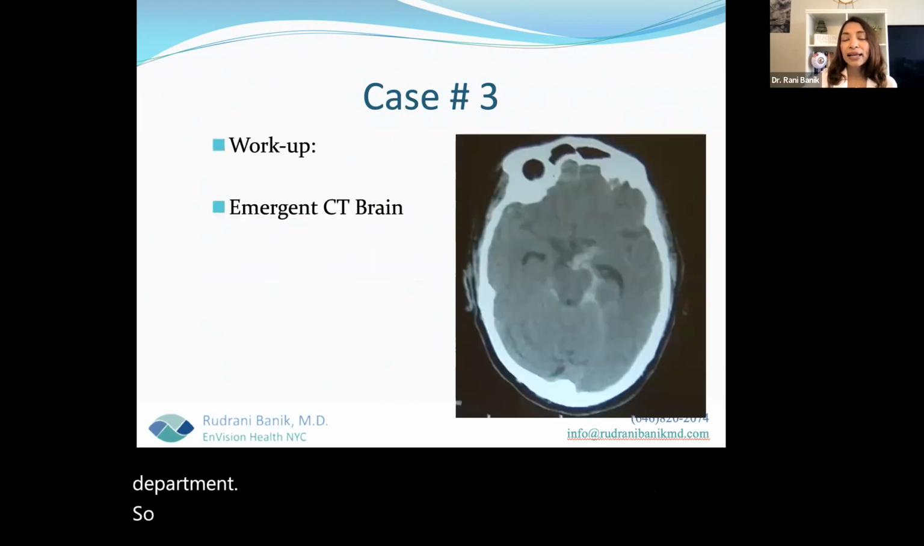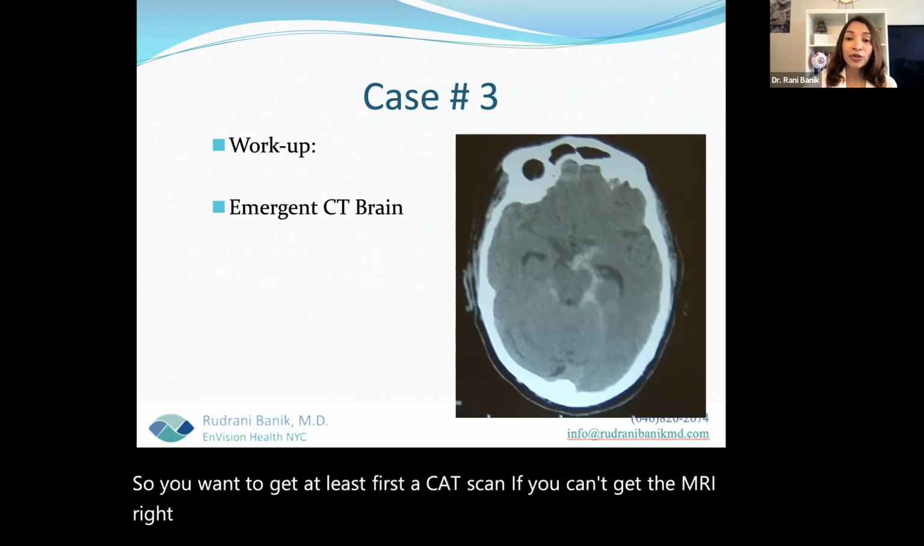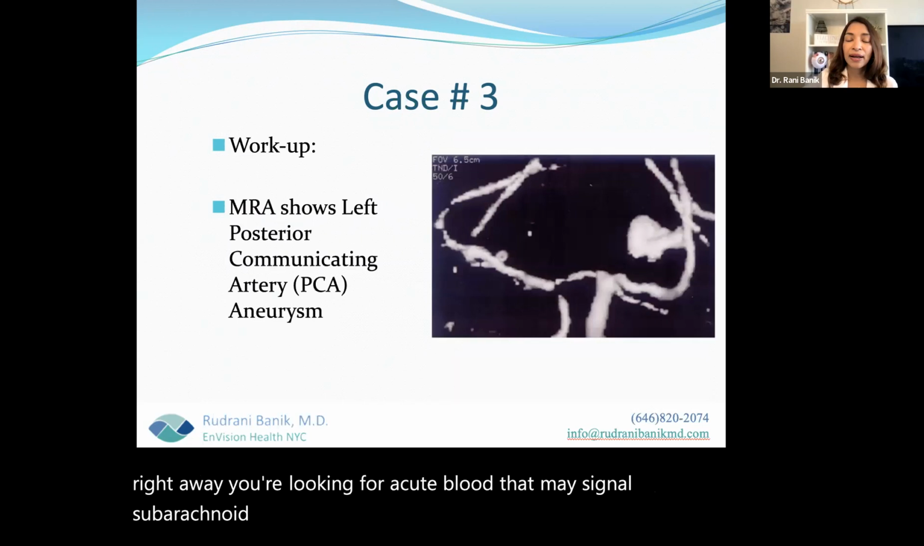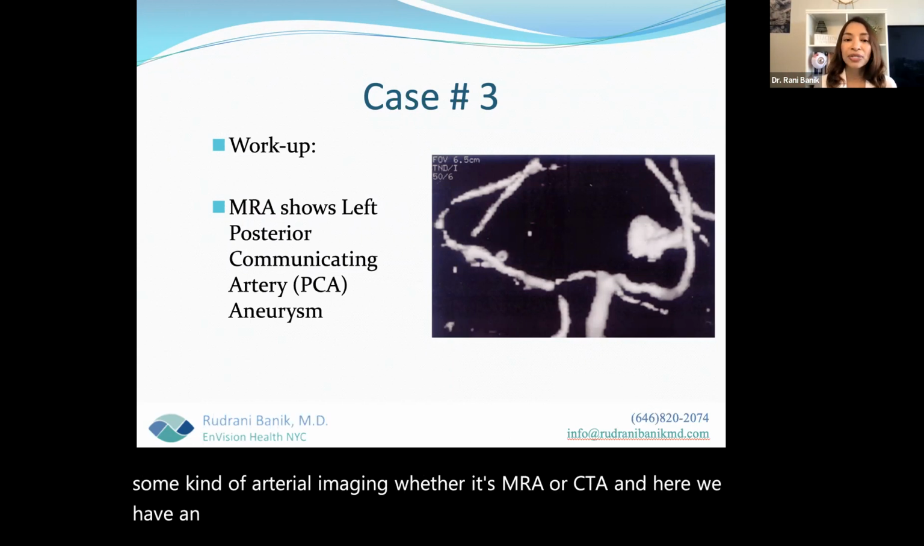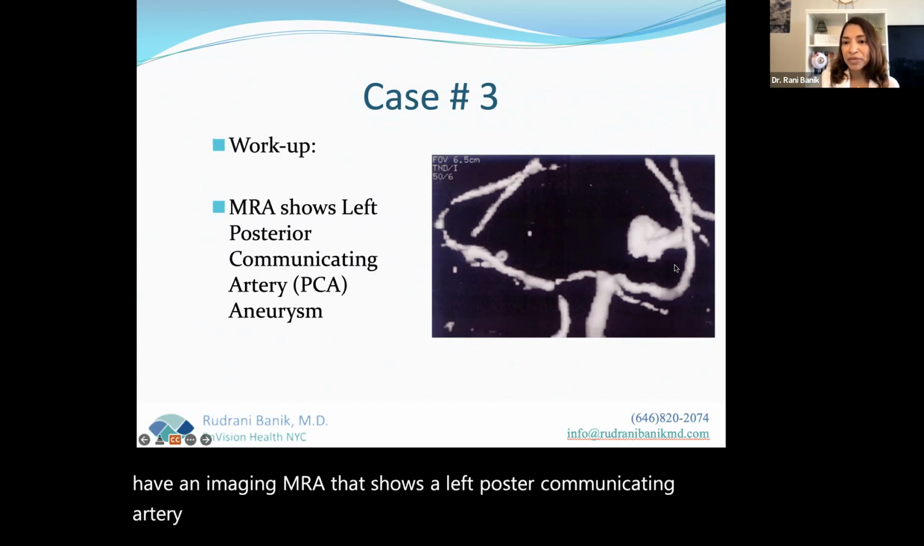So you want to get at least first a CAT scan. If you can't get the MRI right away, you're looking for acute blood that may signal subarachnoid hemorrhage. And then, of course, you want to get some kind of arterial imaging, whether it's MRA or CTA. And here we have an MRA that shows a left posterior communicating artery aneurysm. It's right here. If you missed it for any reason, it's quite prominent. That's causing this patient's third nerve palsy.